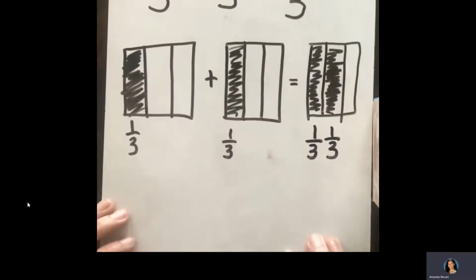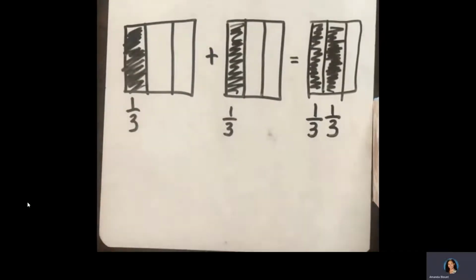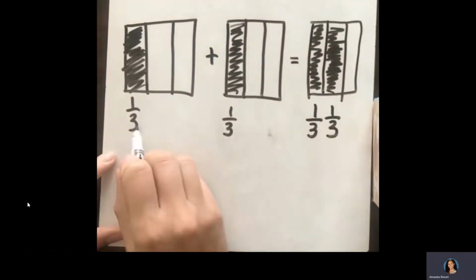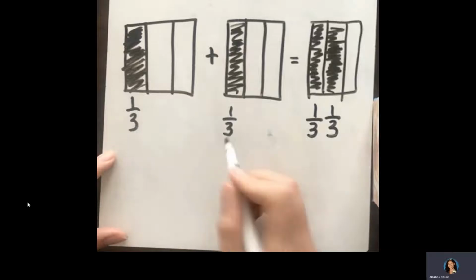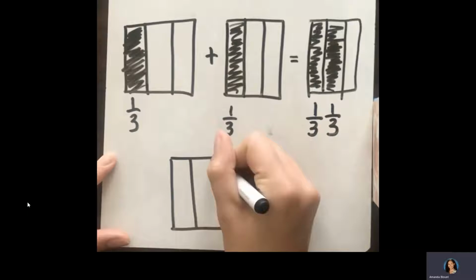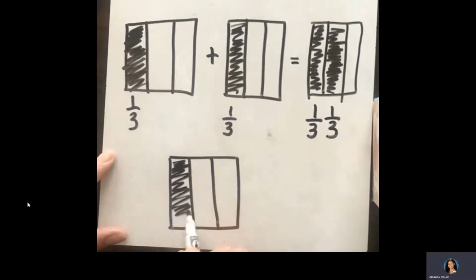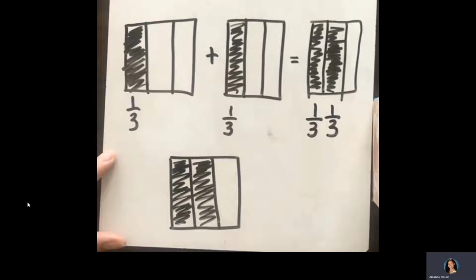Something else that you can also do is, I'm just going to move this down, if I'm doing 1/3 plus 1/3, I can just draw a square divided into 3 parts, shade 1/3, and then just shade another third. Either way, I still have 2/3 shaded.